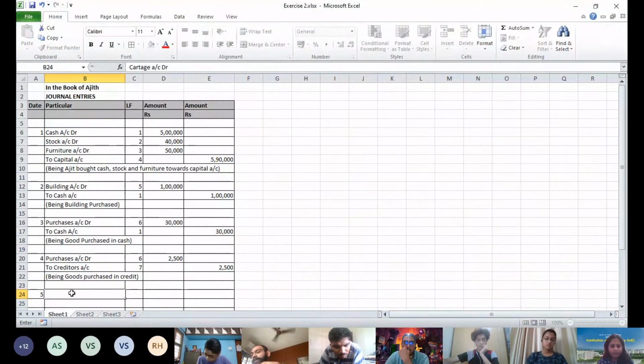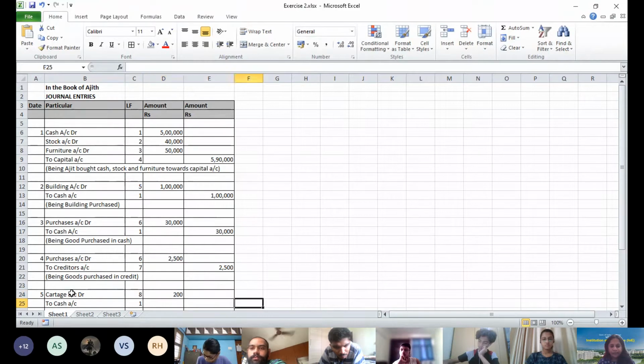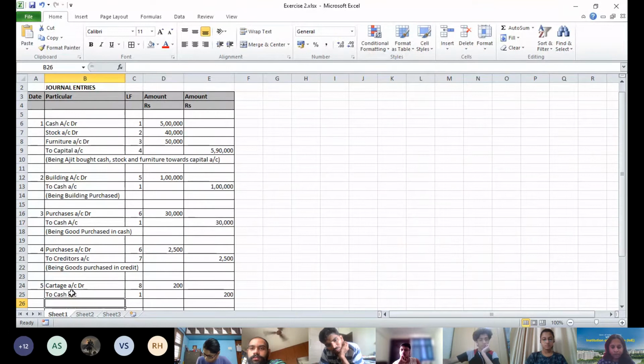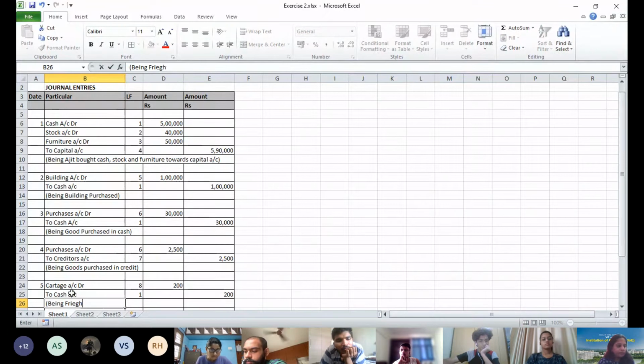Cartage account debit. It's a new thing. 8 to cash. Cash account 1. What is the amount? 200. Guys, beware when you have smaller figures. Always be cautious when you're writing a smaller amount. Being freight. Spelling is wrong.